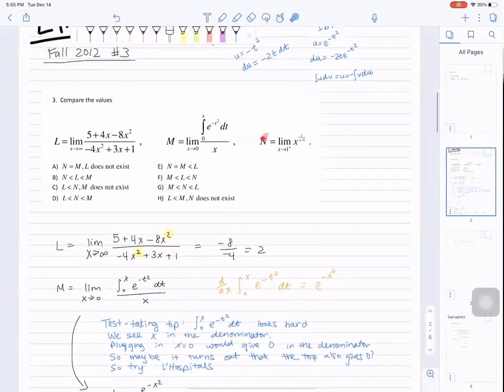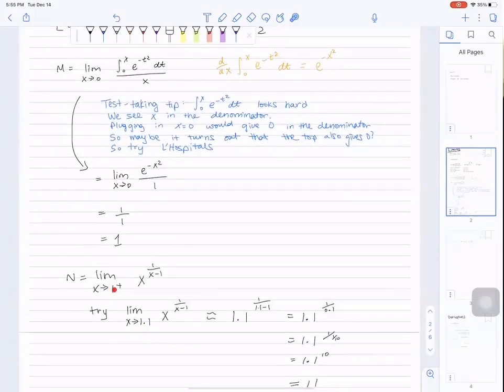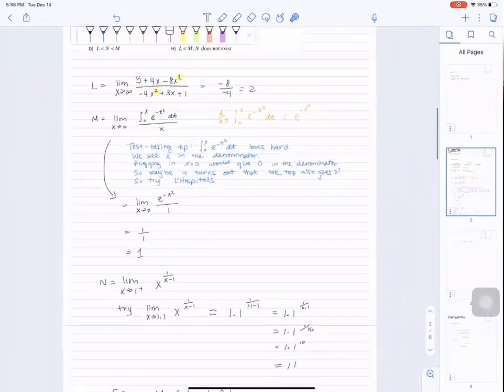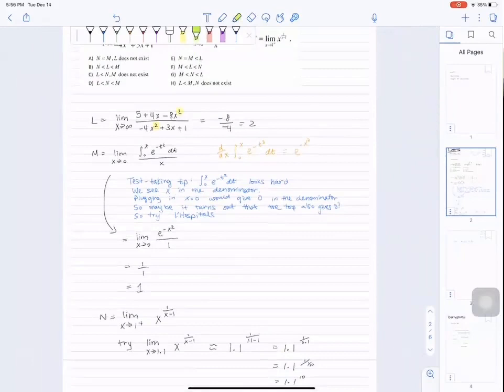Yeah, and the same trick with n. How do you find this limit? So this is the limit as x approaches 1 from the right. So from the right, maybe a very, very close point to 1, like 1.1. You try it out and you get 11. So now that you know approximately what these limits are, you can figure out that the answer will be f.